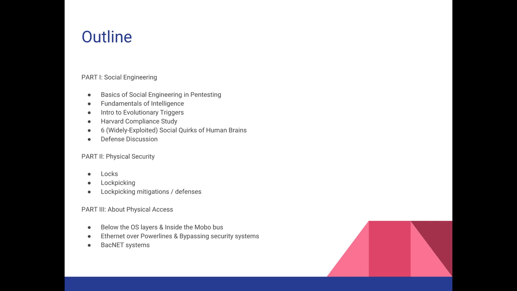Part 3, we're going to talk about physical access and what a sophisticated attacker can do with physical access. We're going to put some numbers behind some of the commodity tools. It may surprise you how cheaply someone can pull off some really interesting effects. So to discuss all this, we're going to cover several topics, namely what happens below the operating system level and inside the motherboard bus. We're going to talk about Ethernet over power lines and bypassing physical security systems that rely on and communicate over them. Finally, we're going to talk about building automation control systems that use BACnet and recent security research that has gone on in that field.